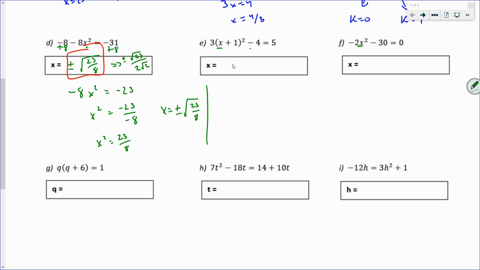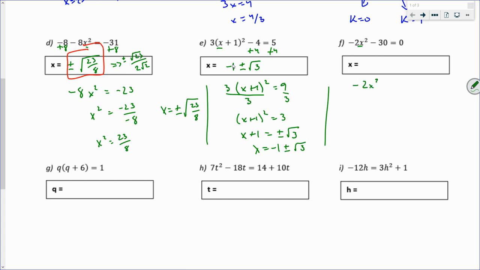All right, so I'm going to continue here with method of square roots. I'm going to square root, and I'll have plus or minus root 3. Subtract the 1 over. Make sure you have that negative 1 in the right spot where it belongs. And the last one, I'll add the 30 over, and I'll get this. I'll divide by negative 2, and I'll get this.